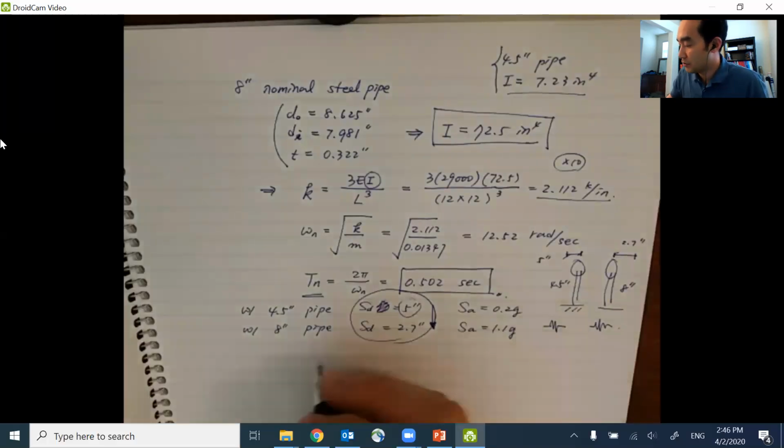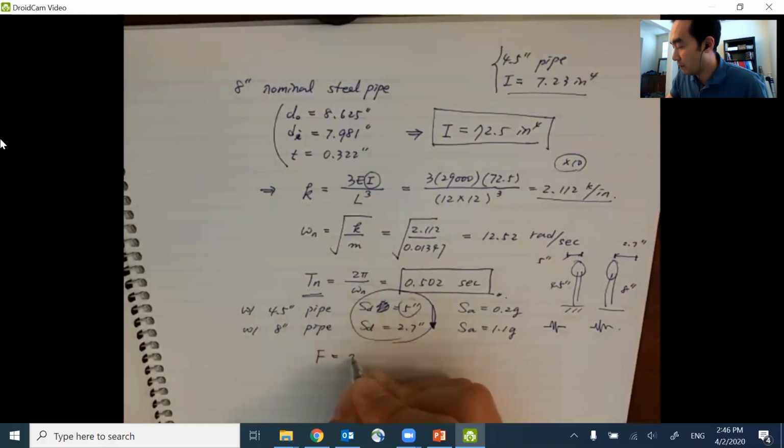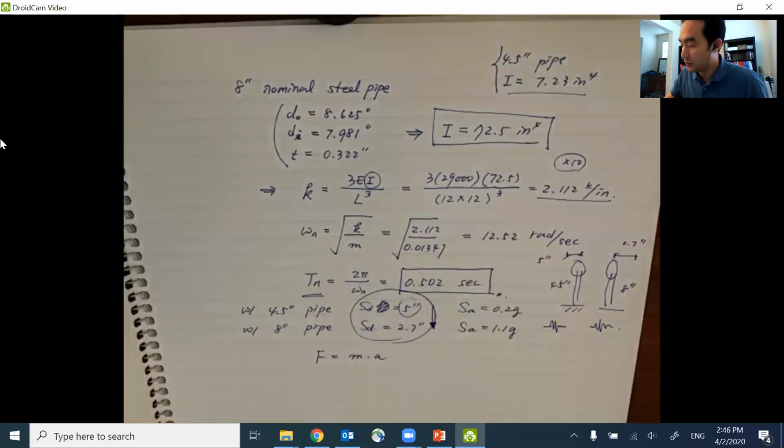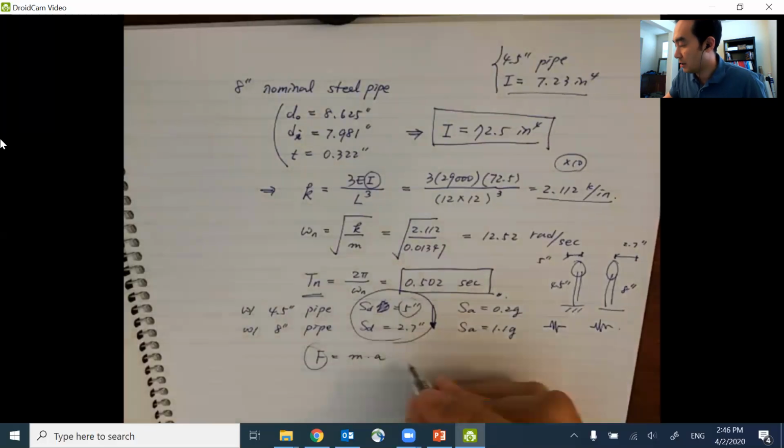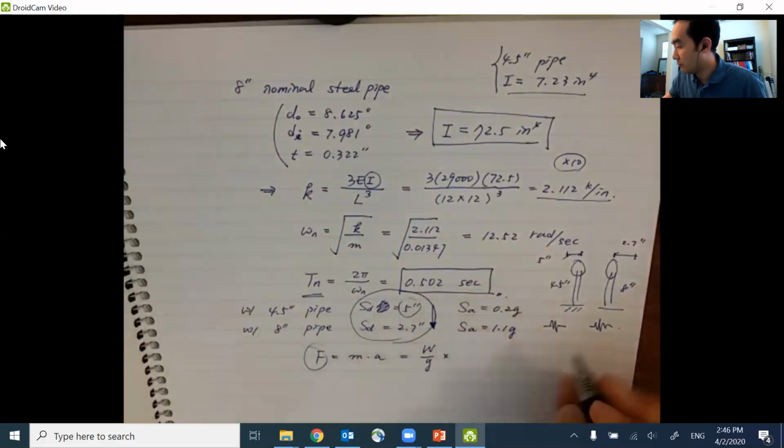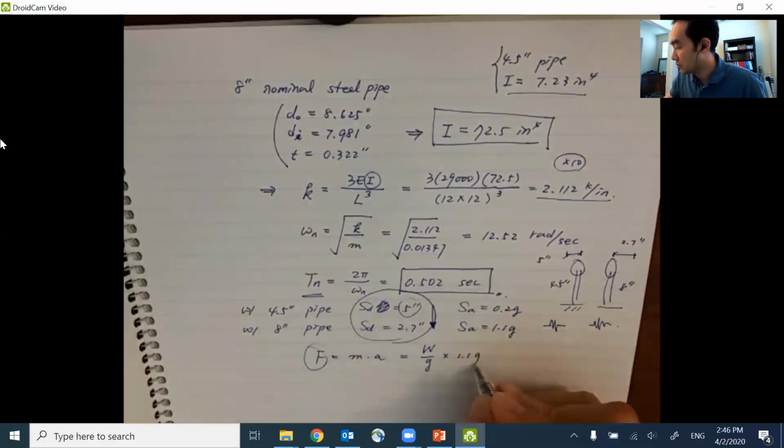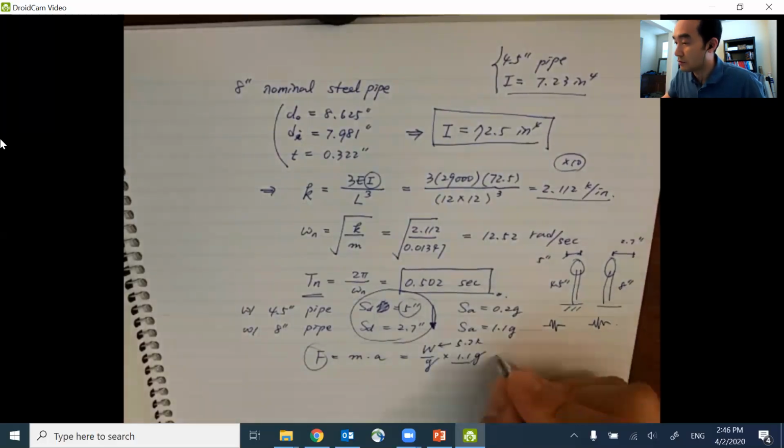To get the maximum stress again, we have to figure out the corresponding inertia force. And again, that mass was W over G, and now we have 1.1 in G. So G and G cancel out, 1.1 times 5.2 in kips, right? So the corresponding force is 5.72 in kips.